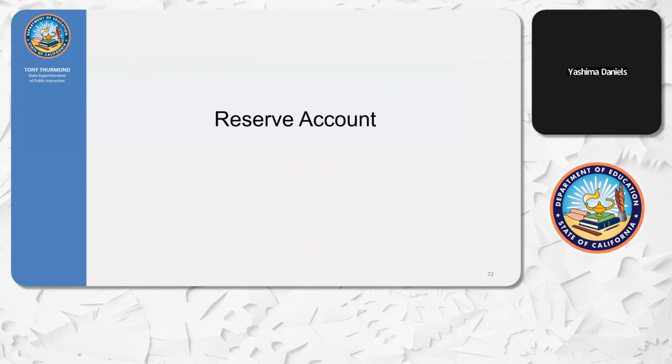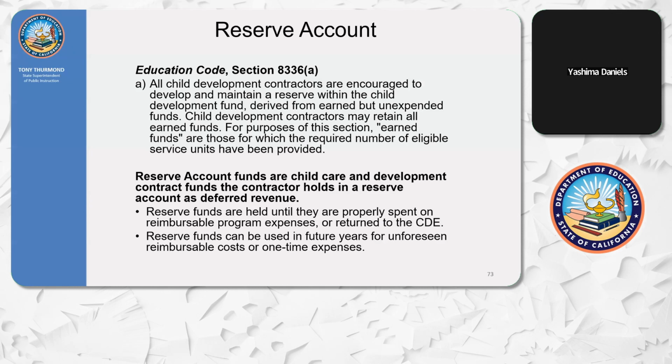Now let's transition into the reserve account. Okay, so let's start by discussing some reserve account requirements. Education Code Section 8336A states that all child development contractors are encouraged to develop and maintain a reserve within the Child Development Fund derived from earned but unexpended funds.